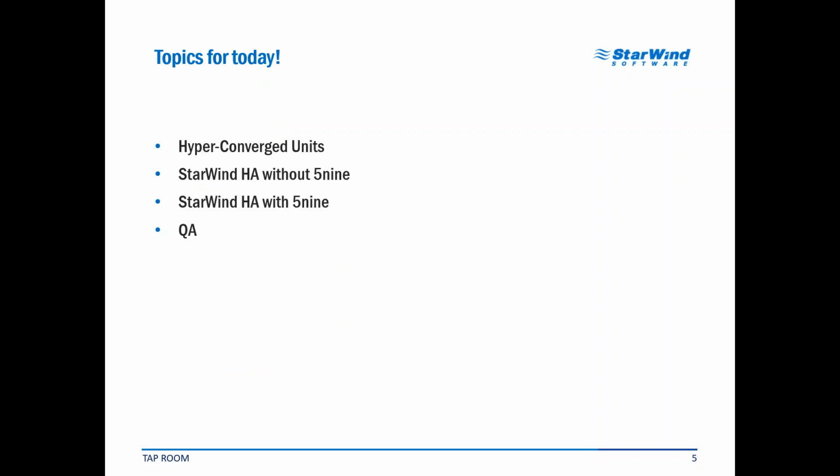Okay, today's topics. What I would like to explain to you, I'll speak about the hyper-converged unit, and I'll speak about StarWind HA without 5.9 Manager and with 5.9 Manager. And the last, and in my opinion the most important part we're going to focus on, is going to be questions and answers. So I'll try to explain everything to all of you.